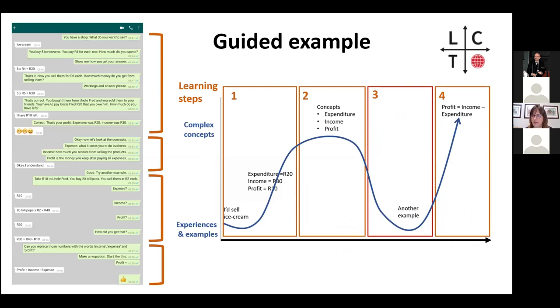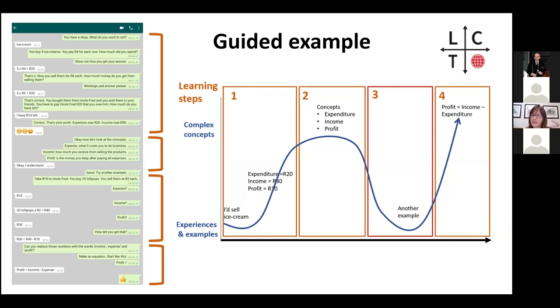The guided example that we used, and I know that you won't be able to see this, was an actual WhatsApp conversation between a maths teacher and a grade 8 learner at a school where the children do not have internet access at home. And the only way that the teacher could carry on with learning during the lockdown was through WhatsApp messages. And in this message, she takes the child from the question of, you have a shop, what do you want to sell? I want to sell ice cream, all the way to seeing the relationship between profit, income, and expenditure.